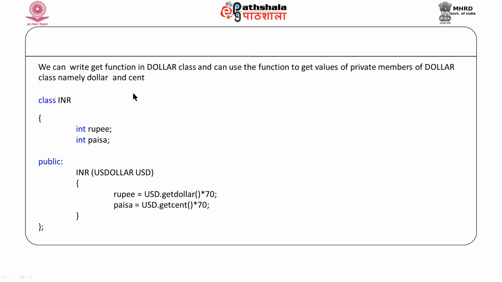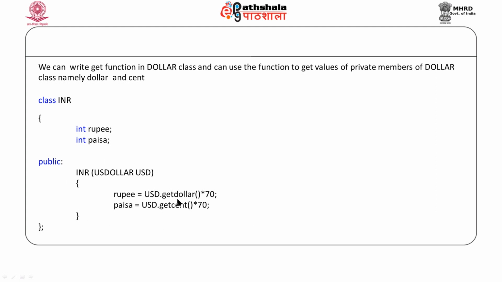We can write a get function in the dollar class and use those get functions to get the values of the private members of the dollar class, namely dollar and cent. We can define a get dollar function in the US dollar class, which will return the value of US dollar in that object, and another get function, get cent, which will return the value of cent in the object.